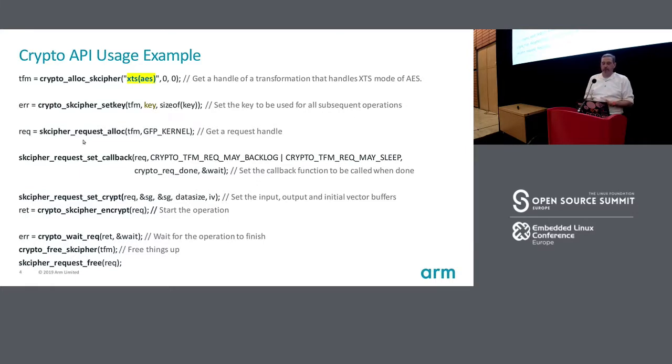And we follow up by allocating one or more requests, which you can think of as sessions, that allow us to actually operate on the data, provide data for encryption or decryption. And by the way, the reason for this relationship between one transformation handle but many requests is that you can think about something like IPsec sessions or IPsec different packets. They all use the same key, but there are different sessions from the standpoint of encryption.